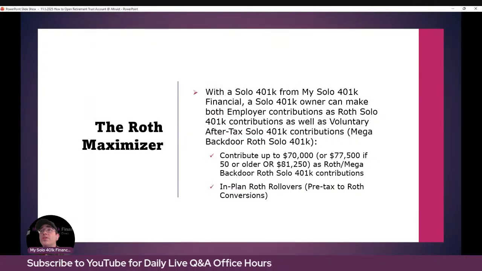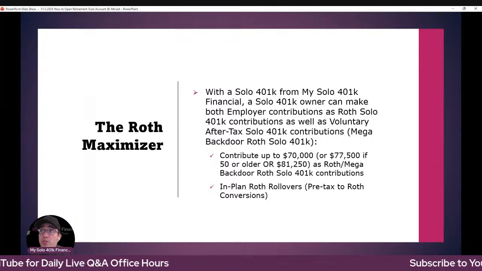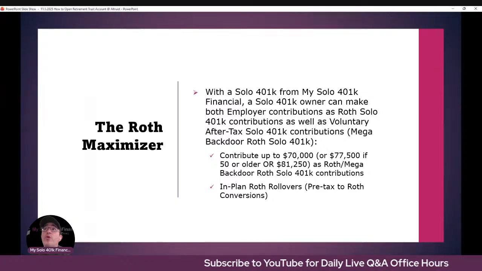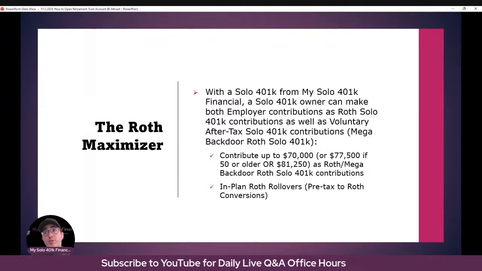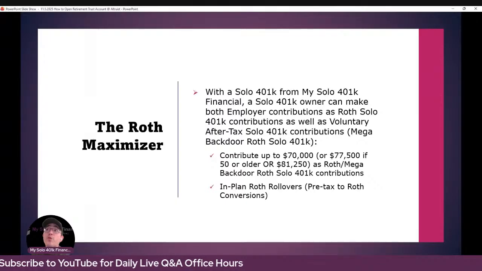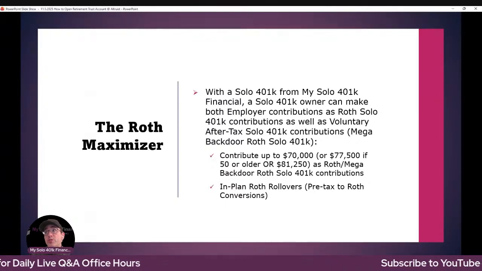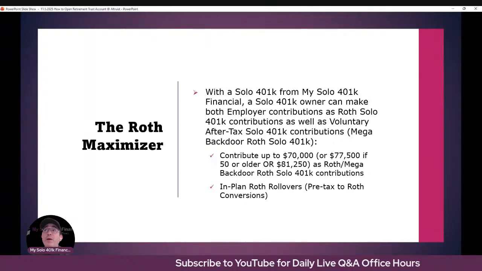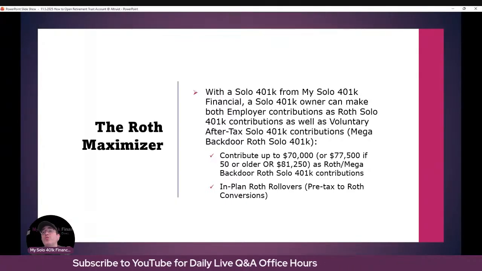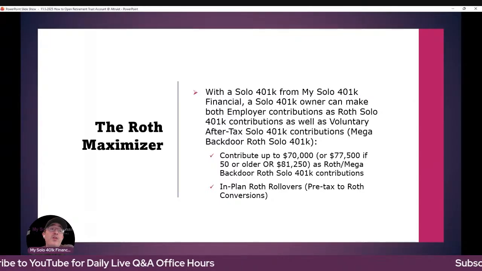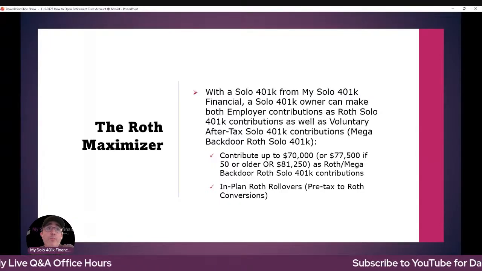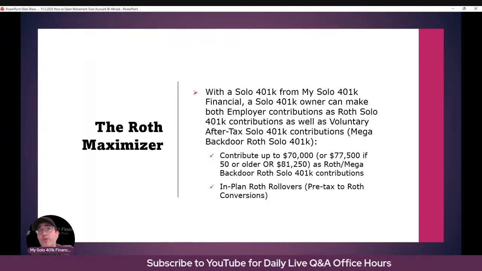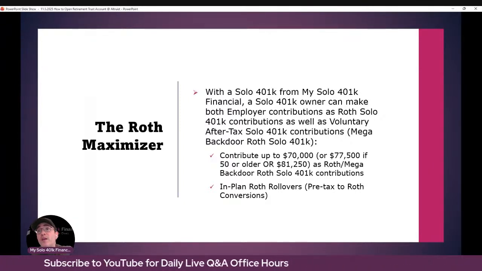Another top use case is the Roth Maximizer. So with the solo 401k from My Solo 401k Financial, our plan not only allows for Roth employee contributions, but also allows for Roth employer contributions, as well as voluntary after-tax contributions, which is how one makes mega backdoor Roth contributions. So for 2025, individuals are going to be able to contribute up to $70,000 or even more if they're age 50 or older between Roth and mega backdoor Roth solo 401k contributions, assuming they've got the self-employment income to justify the contributions.